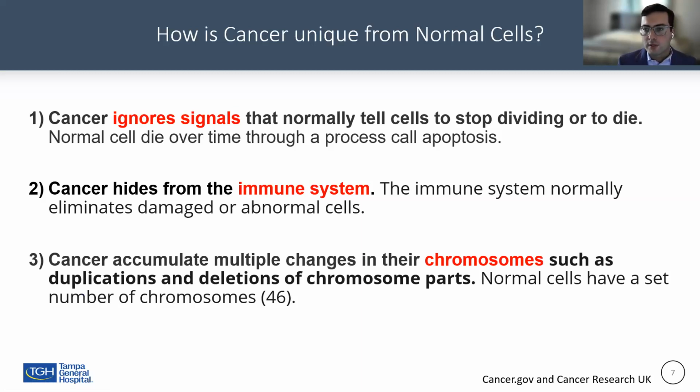Our normal cells grow and divide, but eventually, like humans, as they age, they will die through a process called apoptosis. Cancer cells have the ability to ignore the signals that normally would cause this apoptosis or cell death process, and that ultimately leads to an increase of these abnormal cells in an area or in circulation.